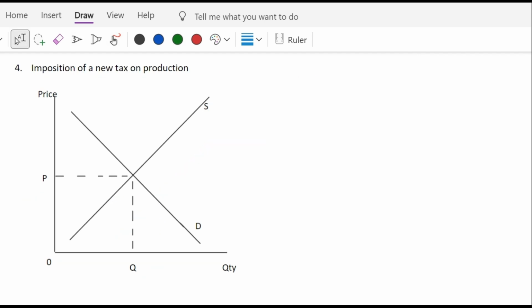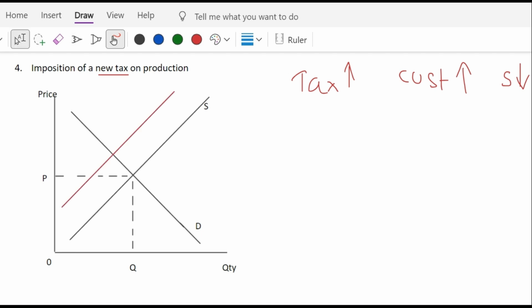Fourth question, imposition of a new tax on production. Now, tax is a cost. It has the opposite effect of providing a subsidy. When taxes increase, the costs for the supplier will increase. As a result, supply will decrease. Therefore, you could see a fall in supply. There will be a shift to the left in the supply curve from S to S1.